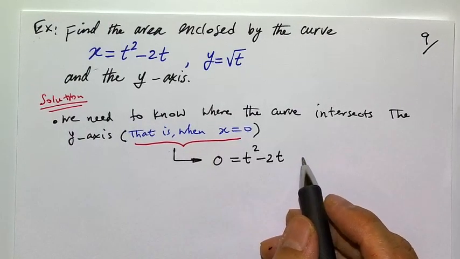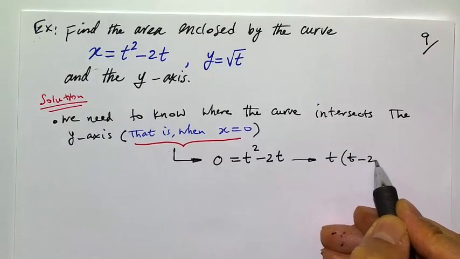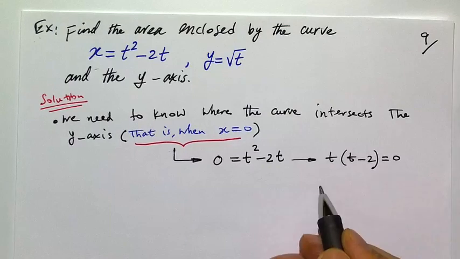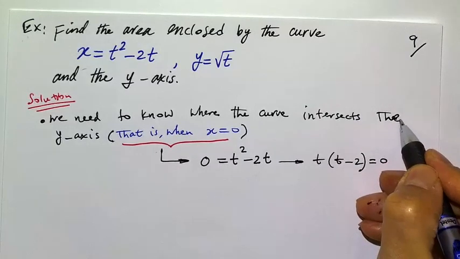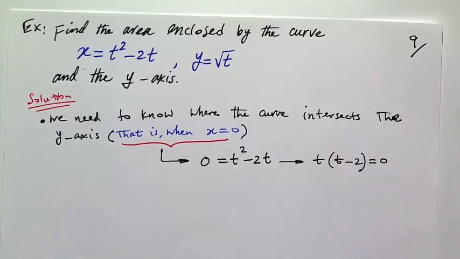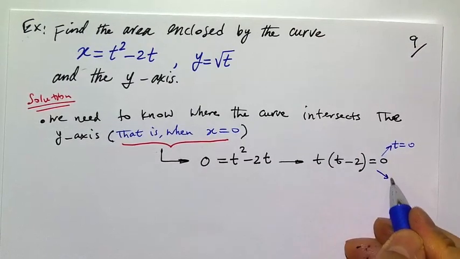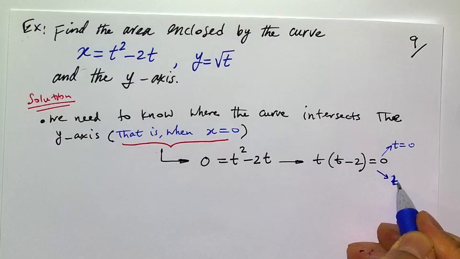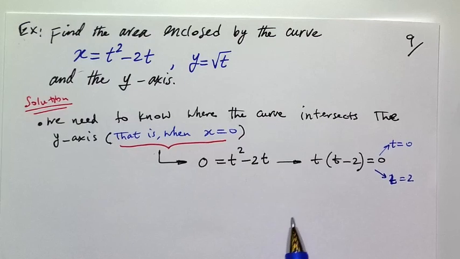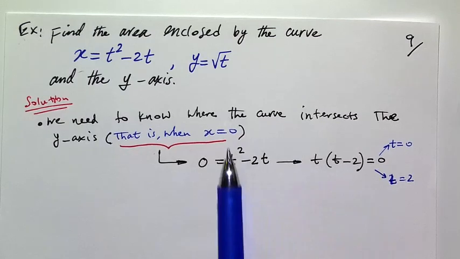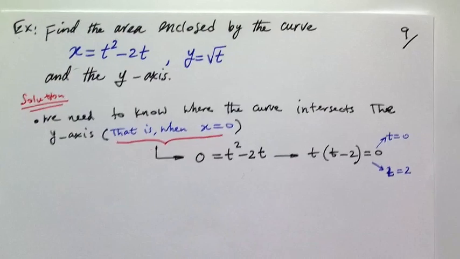And then based on this, let's factor this. And so we will have t equal to 0, and t equal to 2. Right? So now we know for which values of t the curve intersects the y-axis.